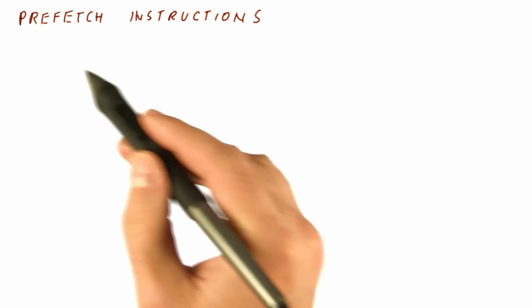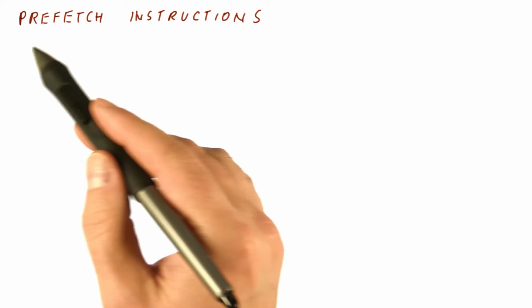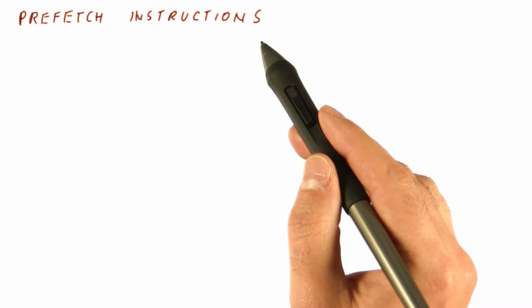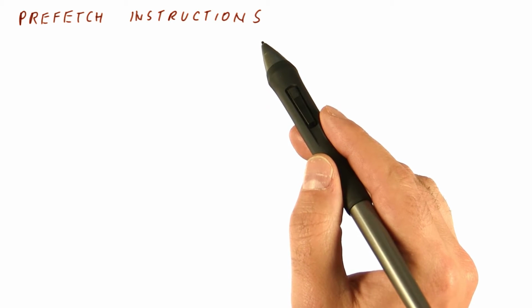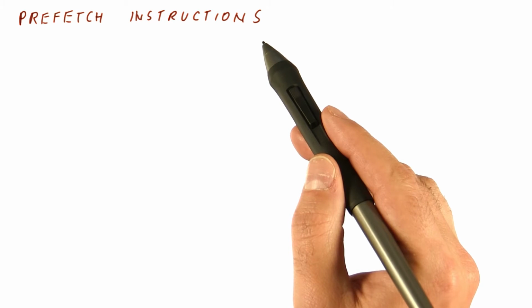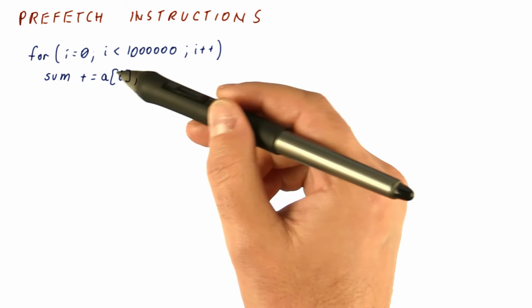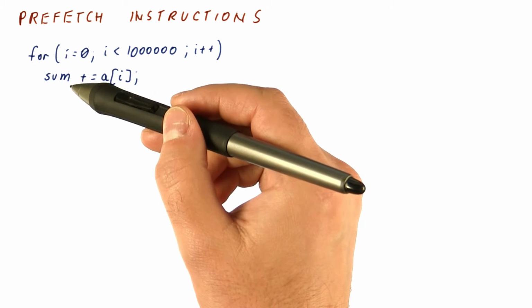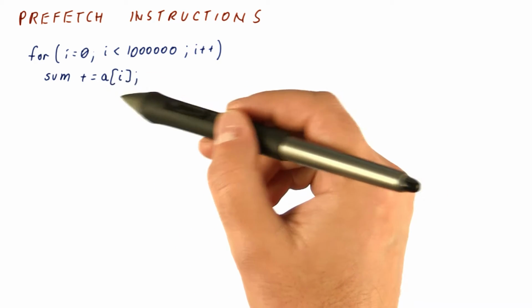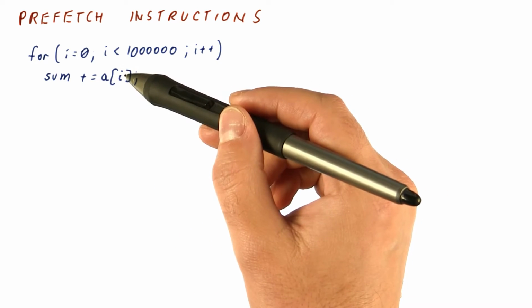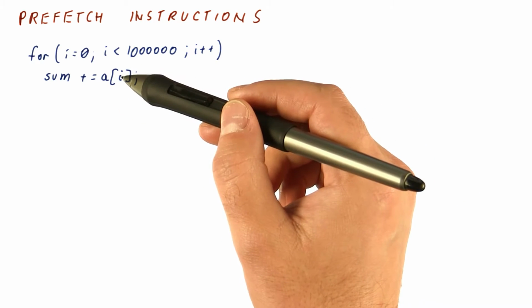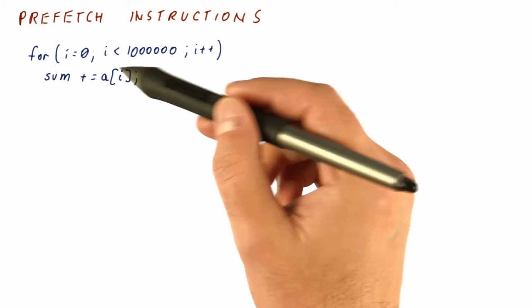So one way of implementing prefetching is to just add prefetch instructions to the instruction set and let the compiler or the programmer figure out when to request prefetches. So let's say we have a program that adds up the elements of a large array into a sum. This program will access these elements one at a time. So it has a lot of spatial locality, not much temporal locality, and it will have a lot of misses.